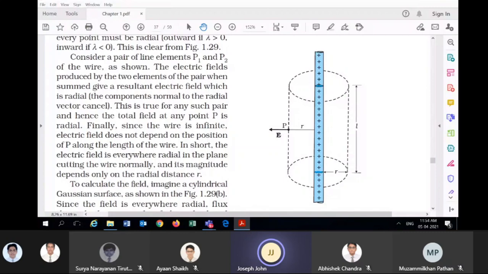I think mom told you what is the formula for flux? Phi is equal to what? E into delta S. You know that? Flux phi is E into area. That is known as the flux.